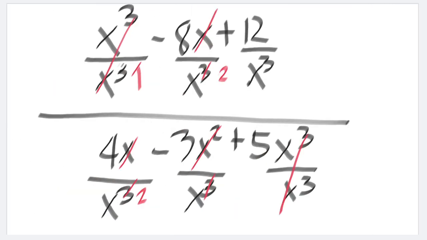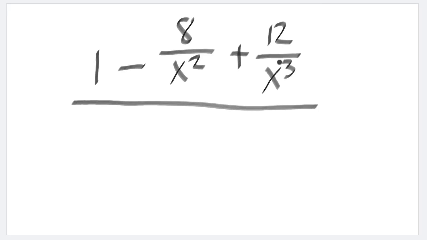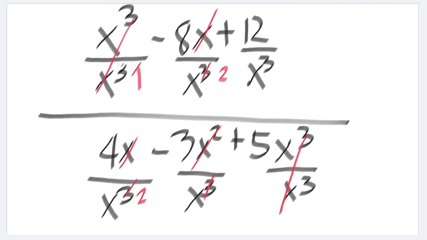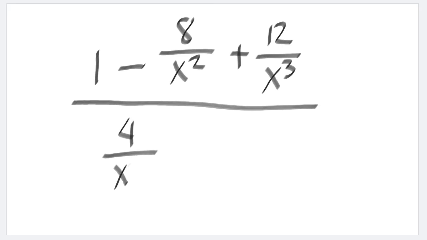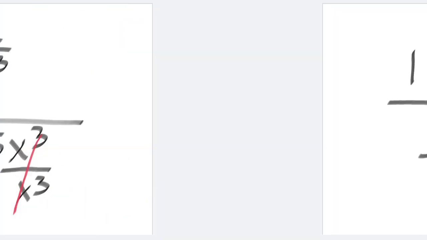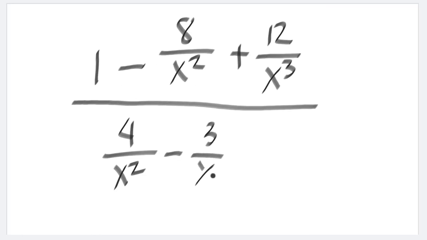So the final function after dividing by the largest term would be: x cubed over x cubed is 1, minus 8 over x squared, plus 12 over x cubed, all over 4 over x squared minus 3 over x plus 5. So we need to get the limit of that one as x approaches infinity.